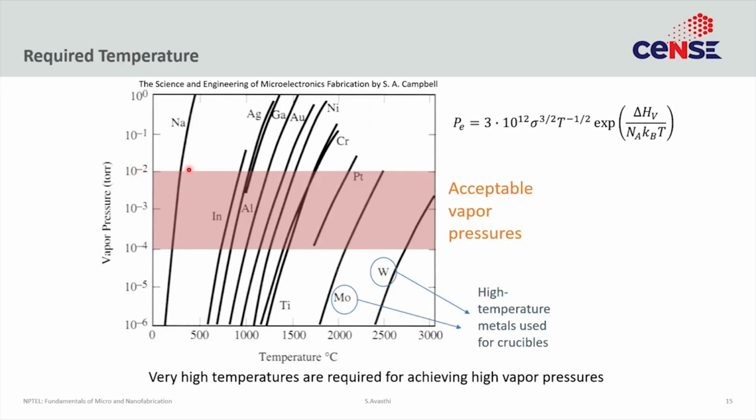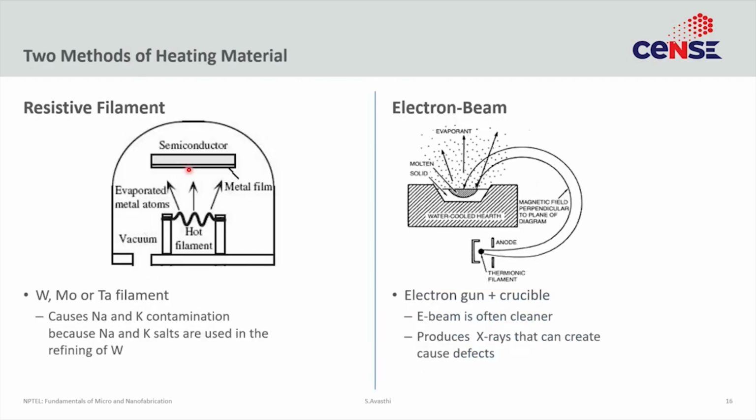So, any amount of sodium impurity in the tungsten will come out during evaporation, which is a problem. That is why people moved away from a resistive filament approach to an electron beam, where you again have a crucible, you again have metal, but instead of heating it resistively, you flow an electron beam in vacuum, and you are able to turn it by using a magnetic field.